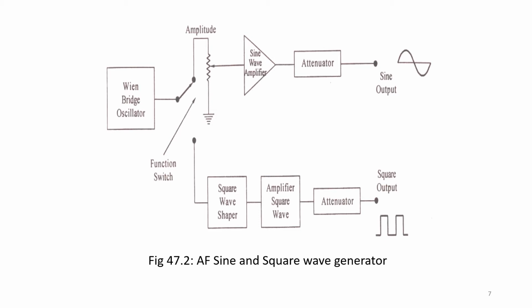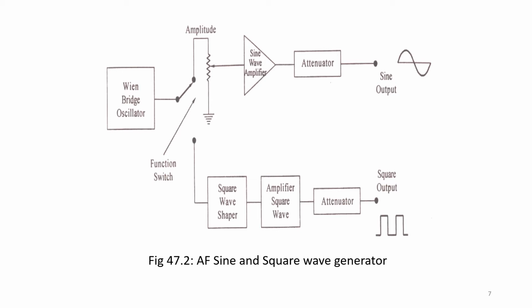We use the attenuator, for example, if you want to test amplifiers, we need very small signals, so we need the attenuators. Next is the function switch, to select either the sine wave or the square wave. If I need a square wave, I put the function switch in the square wave position. Then a square wave shaper is there, for example a Schmitt trigger circuit, which converts the sine wave to square wave.